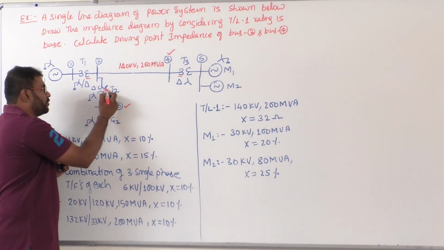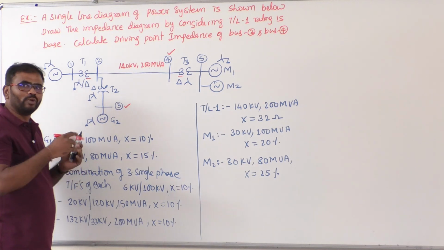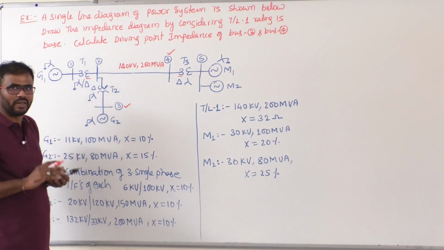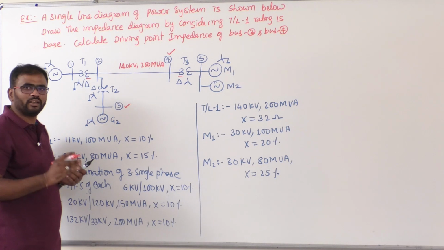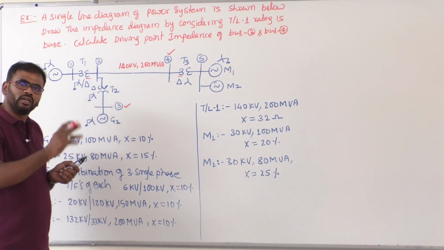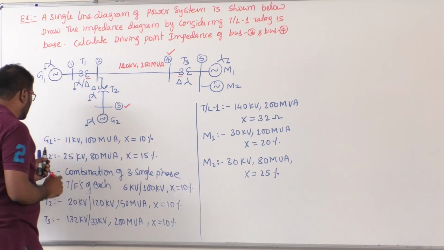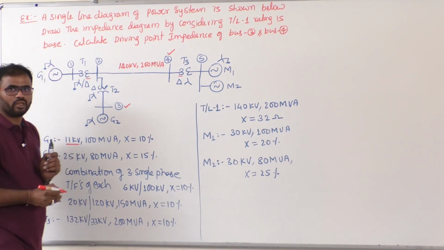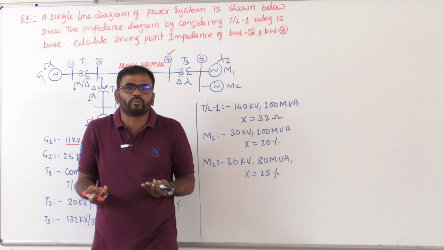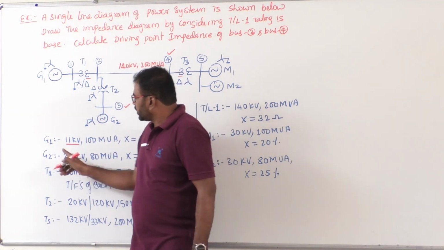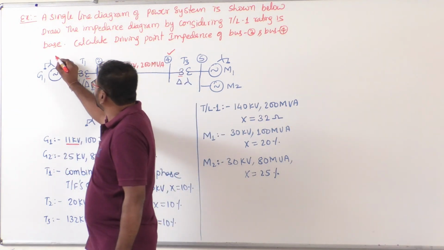Okay, but when you shift to the other side, the KVB new will change. First we will try to calculate that. So before going for calculation, I will write the KVB old for every element here. Okay, clear? So the KVB old for generator 1 is 11 kV. We already discussed, the KVB old means what? Rating of the machine. So what is the KVB old for generator 1? 11 kV.